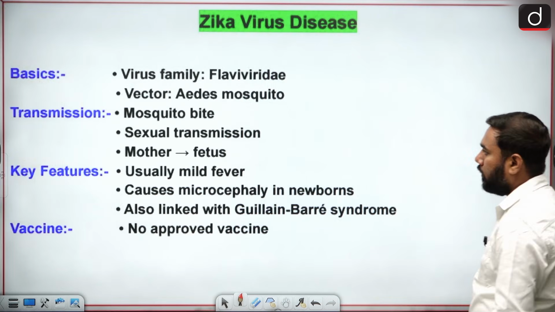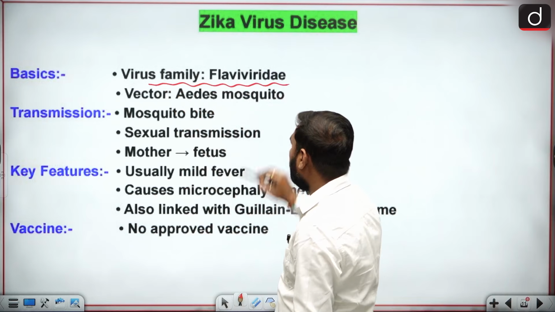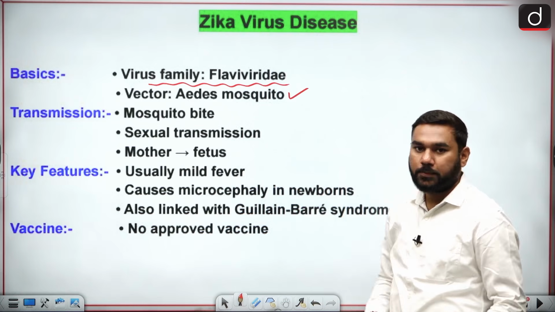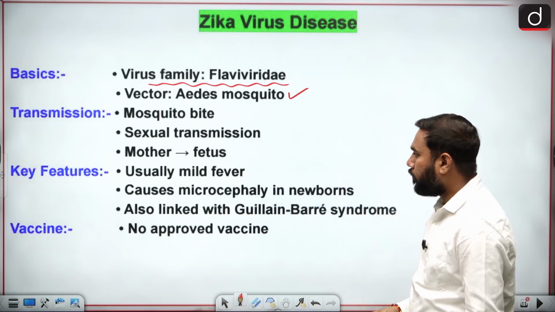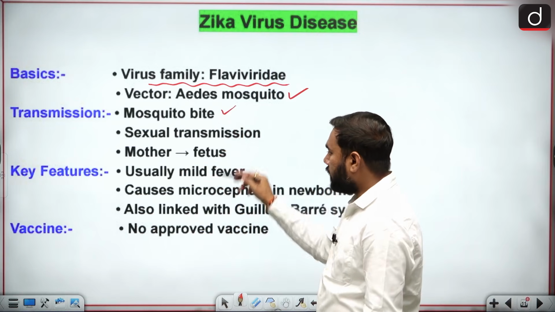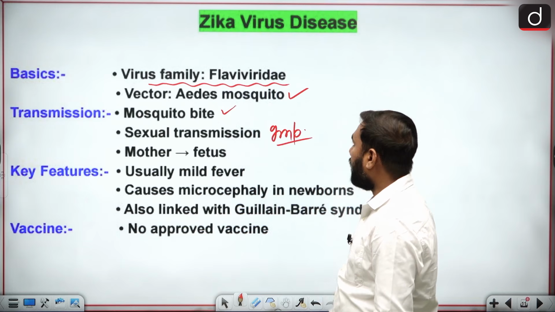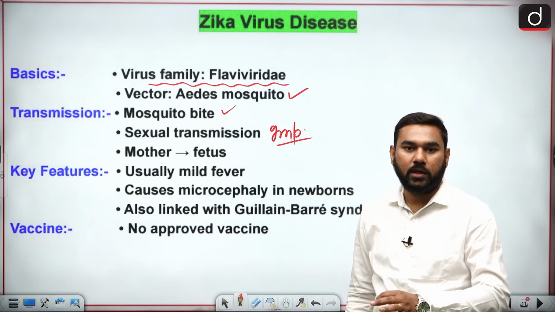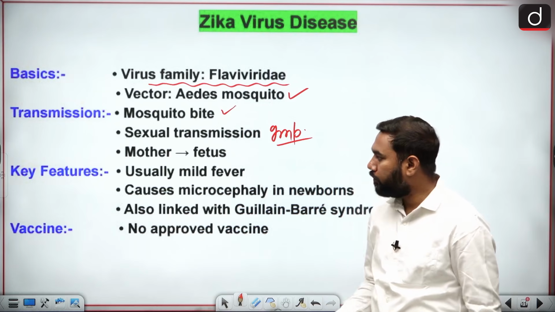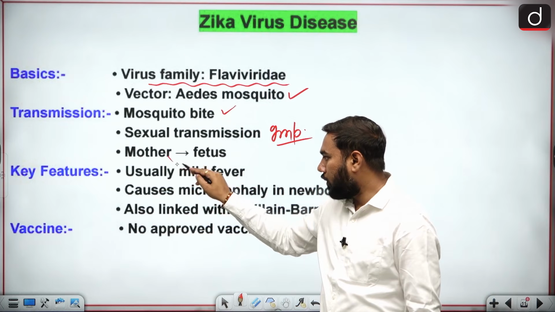When we talk about the next one, Zika virus, this again is a virus that belongs to the Flaviviridae family. The vector is the Aedes mosquito, which is present near to us, a domestic mosquito, and this can be transmitted by mosquito bite. So again a zoonotic disease. Sexual transmission is there, this one is the most important point. Like if someone asks you whether Zika virus can be infected by sexual transmission or not, yes, and UPSC already asked this question. So Zika virus also has sexual transmission, and this can be transferred from mother to fetus.